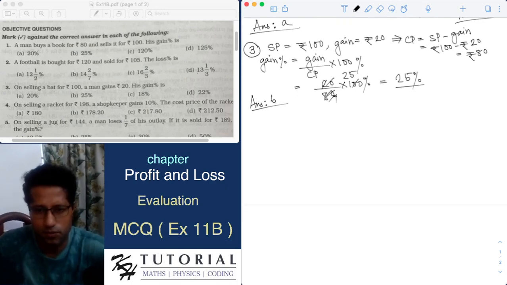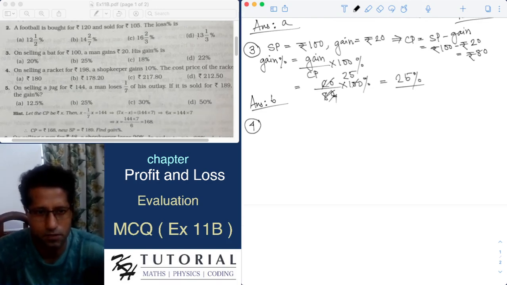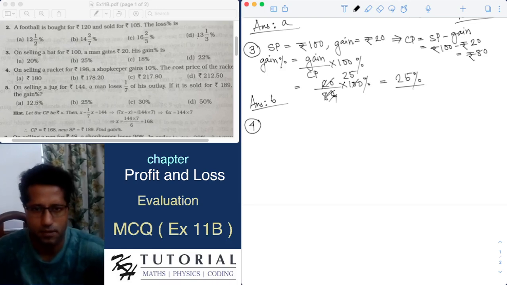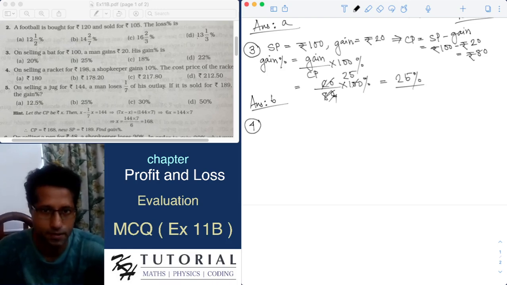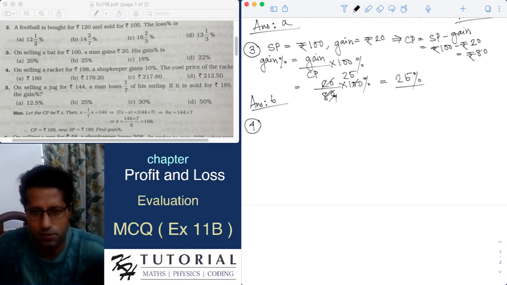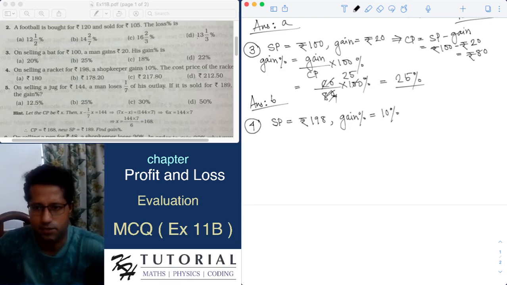Okay, let's do question number 4. It says, on selling a racket for rupees 198, a shopkeeper gains 10%. The cost price of the racket is? So the selling price is given to be 198, and the gain percent is given to be 10%. Now it is asking for the cost price.